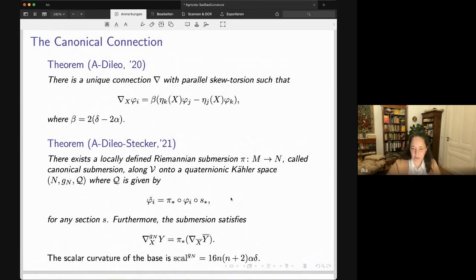Now we do know a lot about quaternionic Kähler spaces, because now let's have a look at what the scalar curvature is doing. Now this framework with alpha and delta has the really nice property that things can be computed very explicitly. So we have here that the scalar curvature of the quaternionic Kähler base is, up to some constants, proportional to this number alpha times delta.